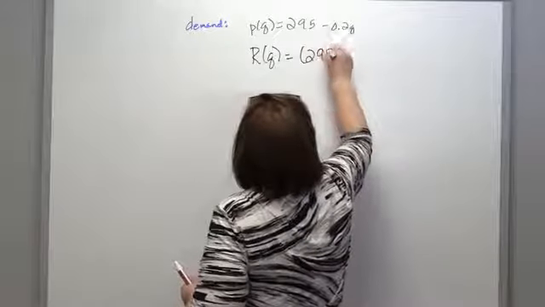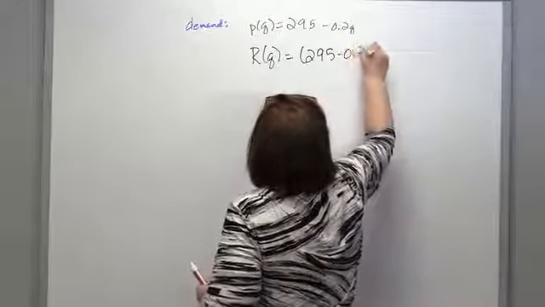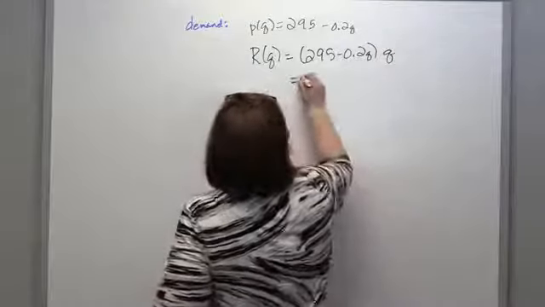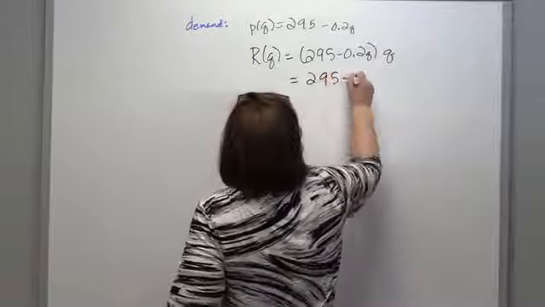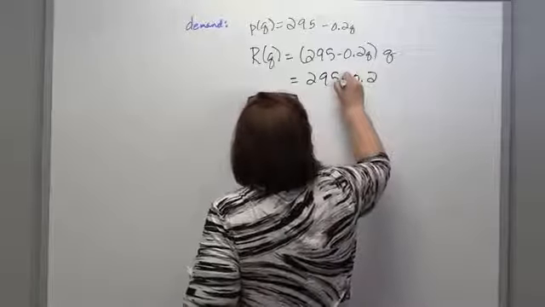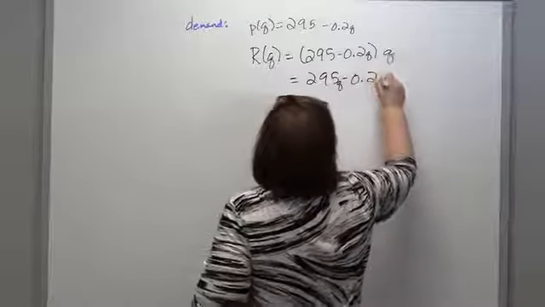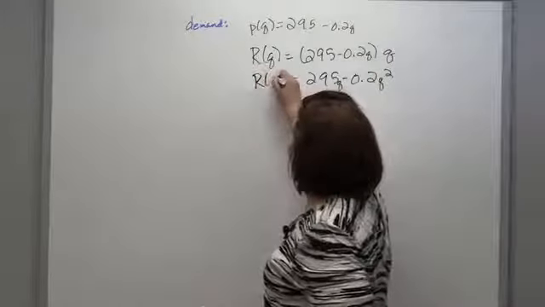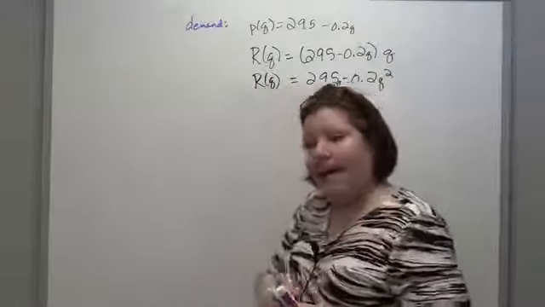So the price is given by our demand function. Quantity is Q. So we're going to have 295Q minus 0.2Q squared. That's our revenue function. And then we need to maximize revenue.